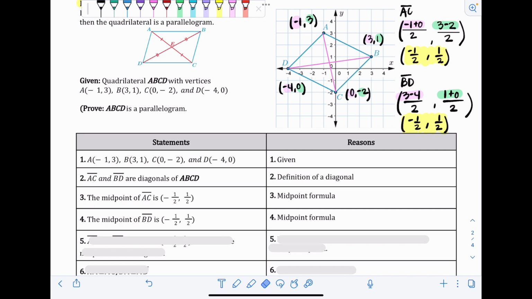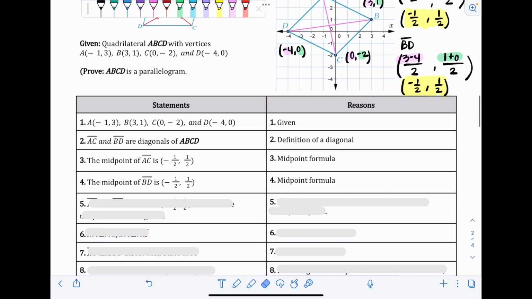And then moving down to 5. So we're building towards the midpoints intersecting each other. We know where they intersect each other now, and so that's going to be our next statement. So segment AC and segment BD intersect at (-1/2, 1/2), which is the midpoint of each segment.